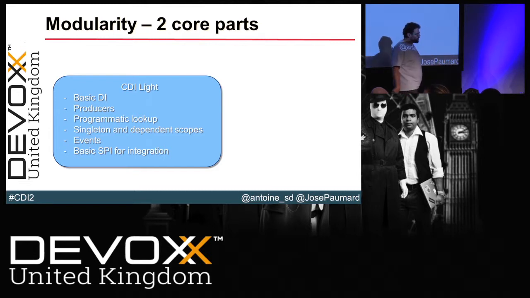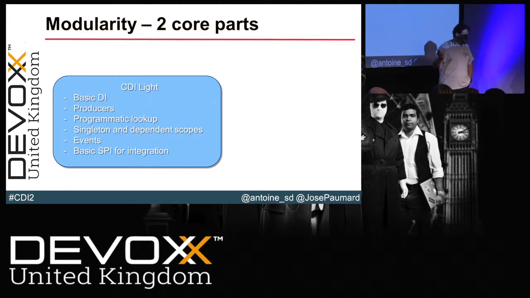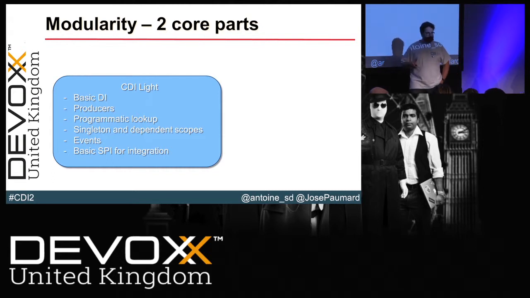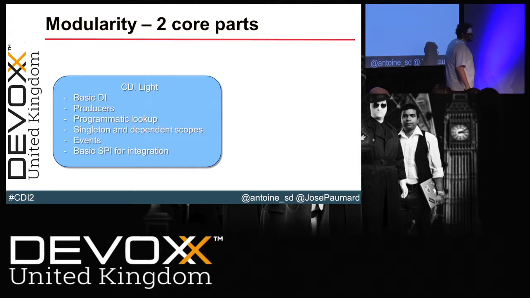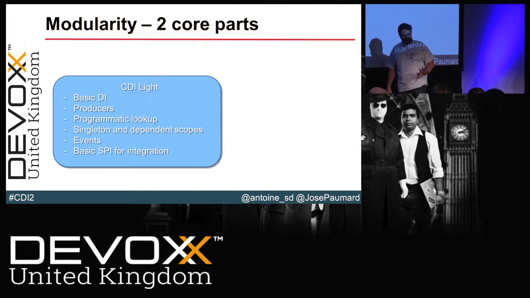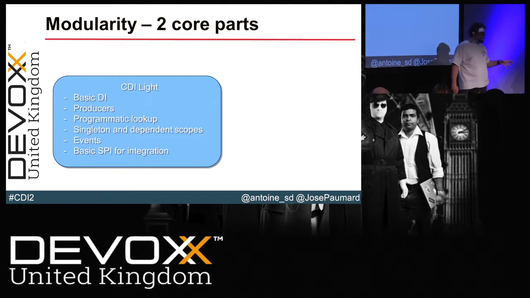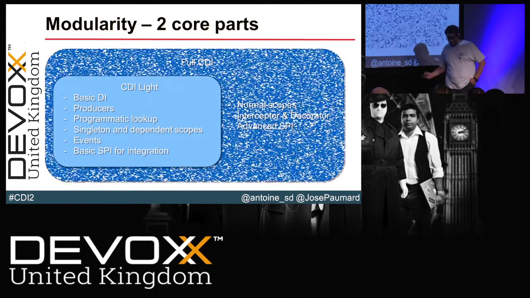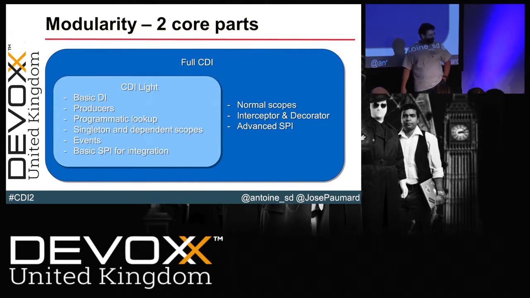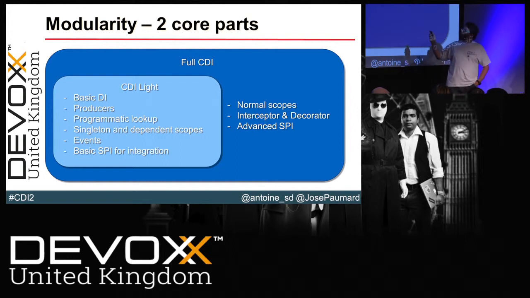So right now, the idea is to have two parts. A CDI Lite part, which would provide basic dependency injection, producers, programmatic lookup, which is the mechanism that allows you to resolve beans at runtime. On the scope side, supporting only singleton and dependent scope, so all the scopes that don't need proxies at runtime. Provide events and a basic SPI integration. And the second part would be the full CDI, taking all the stuff in CDI Lite and adding to it normal scopes, so that would be the request scope, session scope, application scope, all the AOP part, and advanced SPI. In fact, it's all the features that require proxies in the implementation.